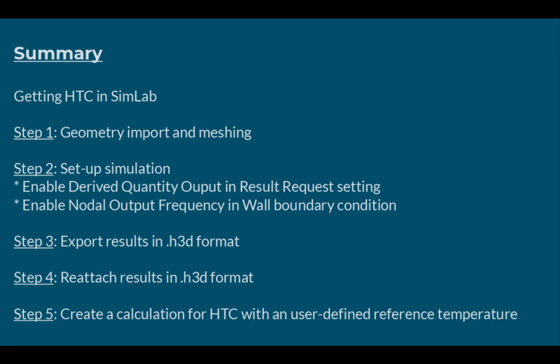To recap, in this video, we have learned how to get an HTC in SimLab. The process can be broken down into 5 steps. Step 1 is to import geometry and meshing. Step 2 is to set up the simulation. The most important item in this step is to enable the derived quantity output in result request setting and enable the nodal output frequency in the wall boundary condition. Step 3 is to export the results in H3D format with the temperature and surface heat flux selected. Step 4 is to reattach the results in H3D file. And step 5 is to create a calculation for HTC with user-defined reference temperature.